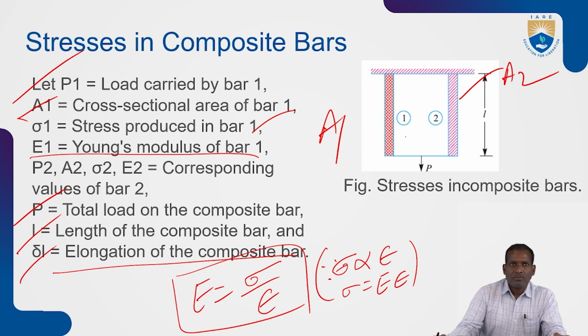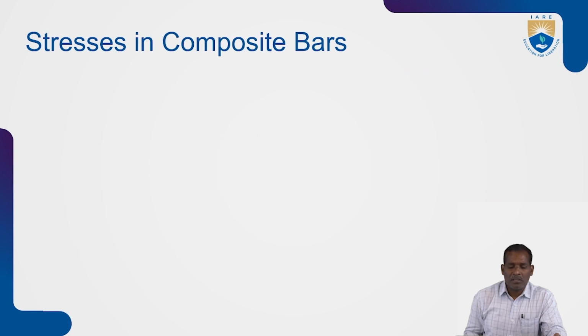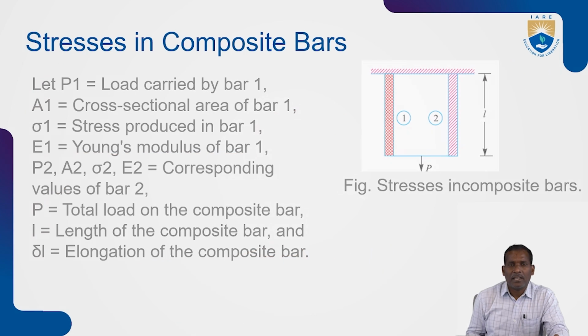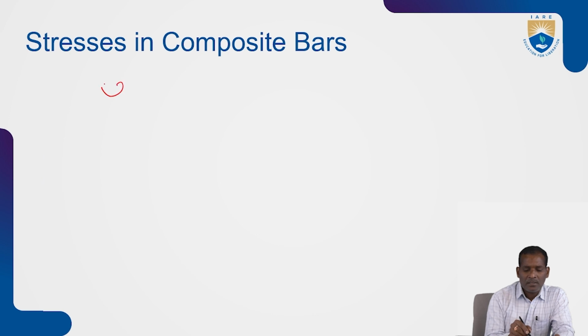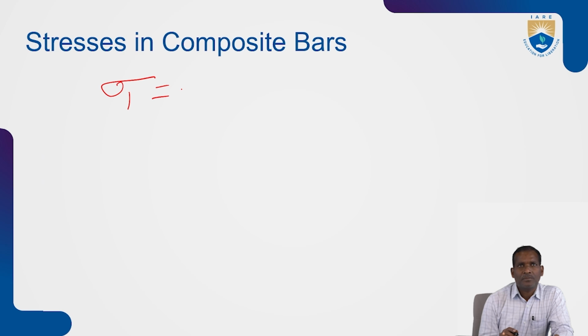So now we need to calculate the individual stresses in the bar whenever this composite bar is subjected to load. First, calculate stress sigma 1. What is the formula? Load over area. This is the stress in bar 1.